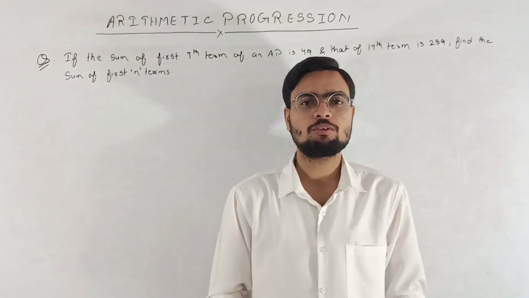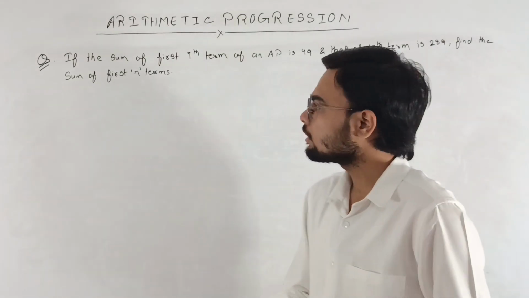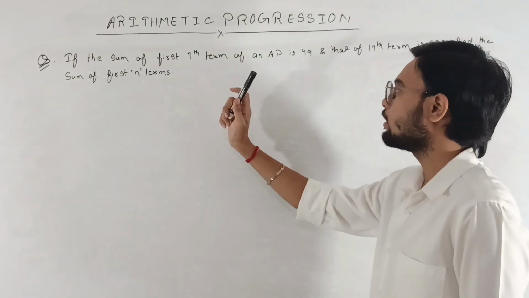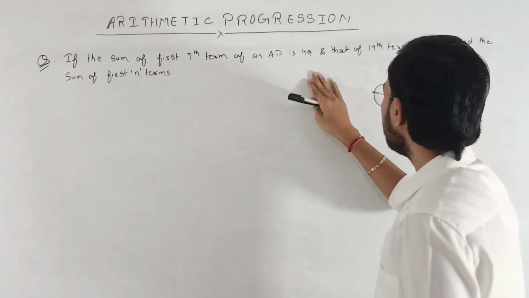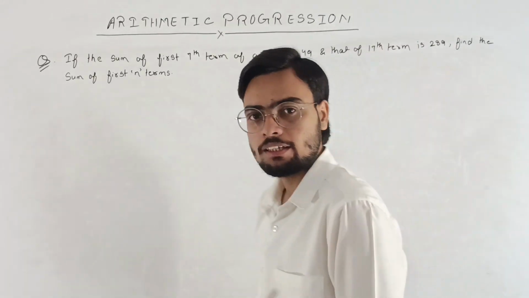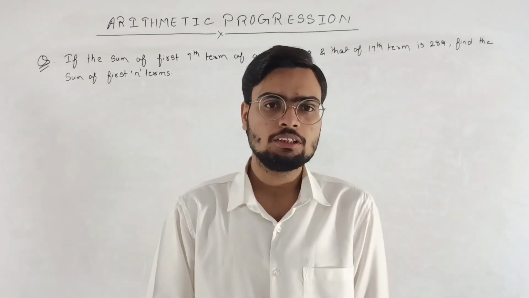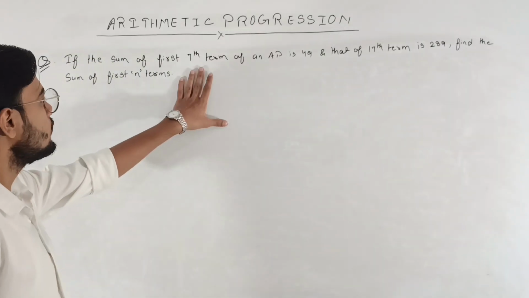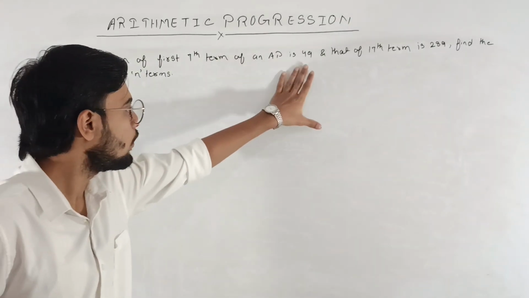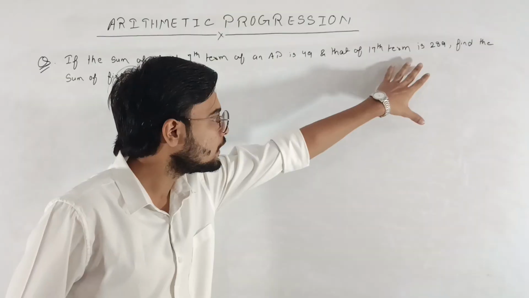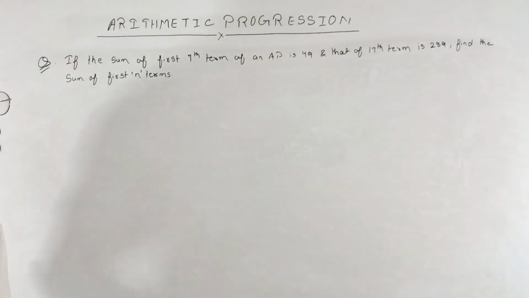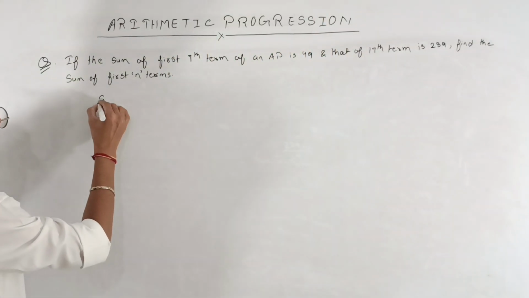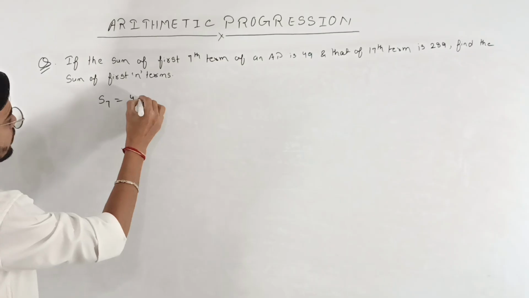Okay. Now let's move towards our next question. The question is: if the sum of the first 7 terms of an AP is 49 and the sum of the first 17 terms is 289, then we have to find the sum of the first n terms. Okay. So now look, what is given? It is given that the sum of the first 7 terms is 49 and the sum of the first 17 terms is 289. So first I write what is given.